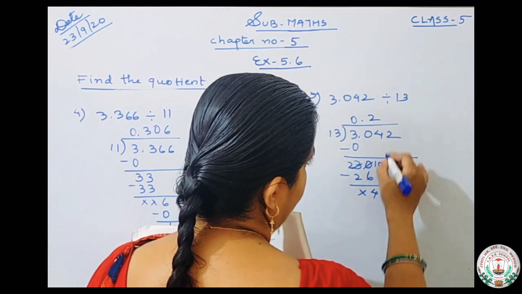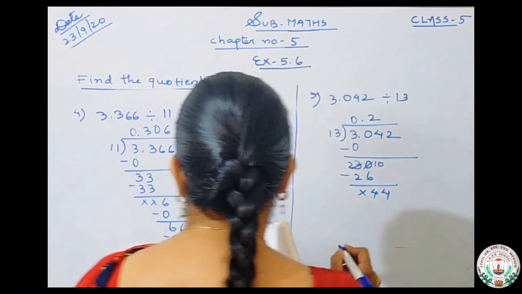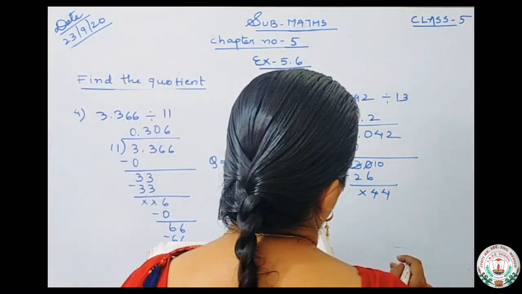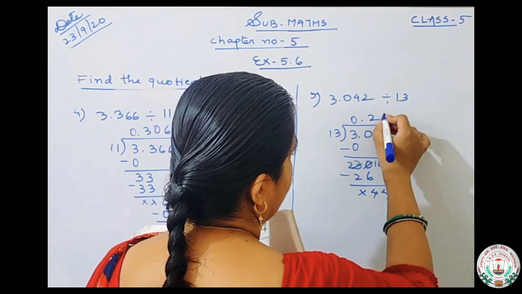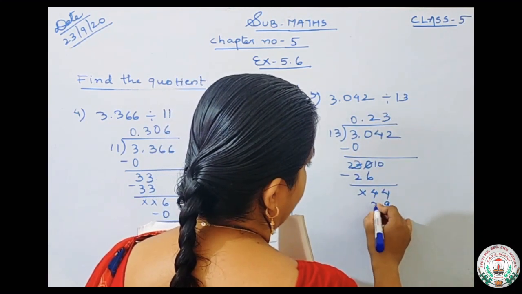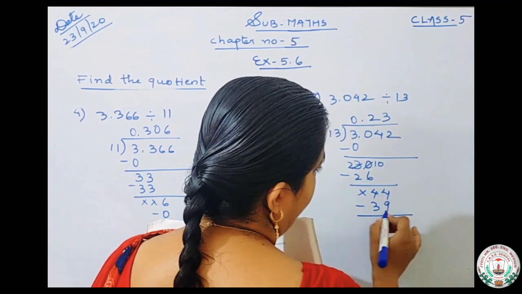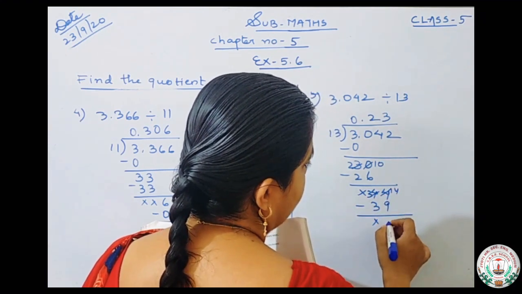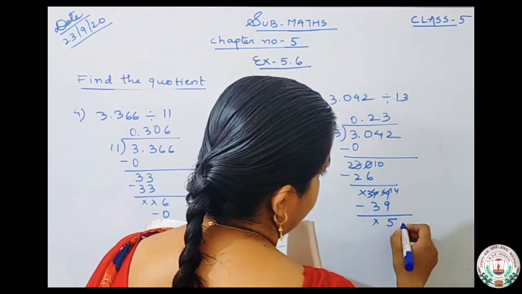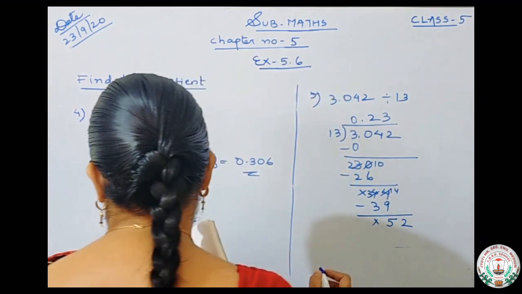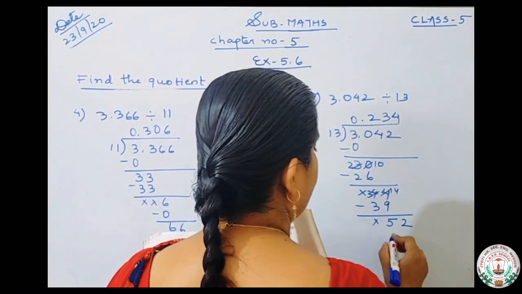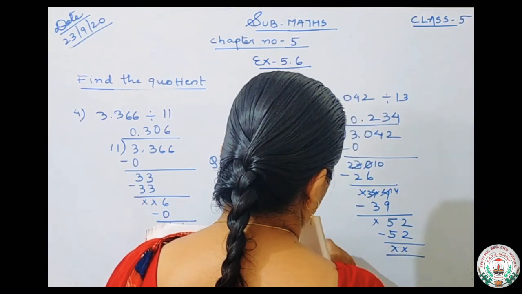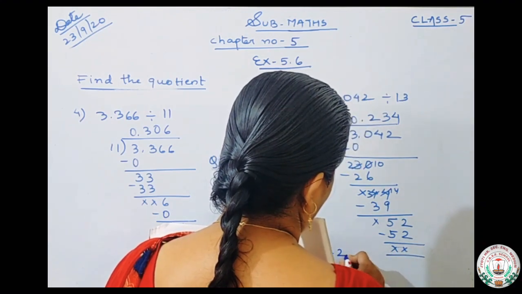2 minus 2, 0. Next number is 4. 13 fours are 52. Okay, so we will take here 13 threes are 39. Minus it. 4 minus 9 is not possible. So 14 minus 9 is 5. Next is 52. So 13 fours are 52. So what is our quotient? Quotient is 0.234.